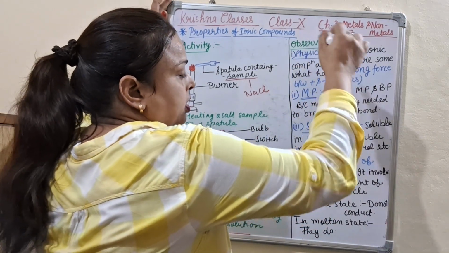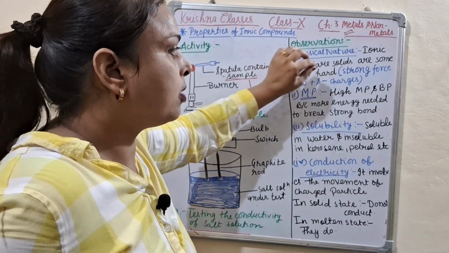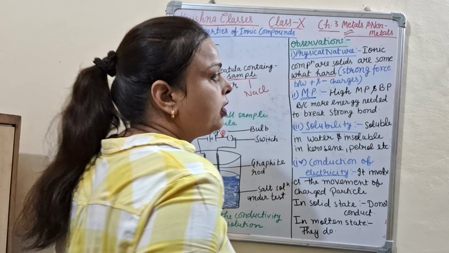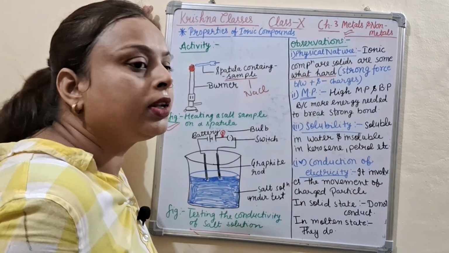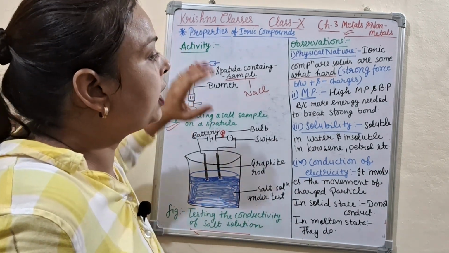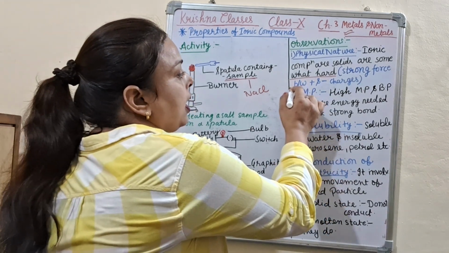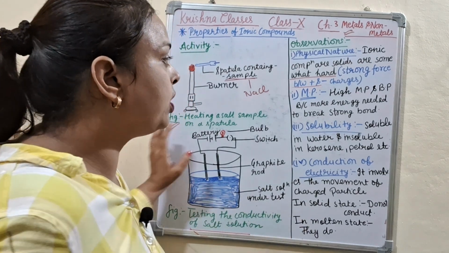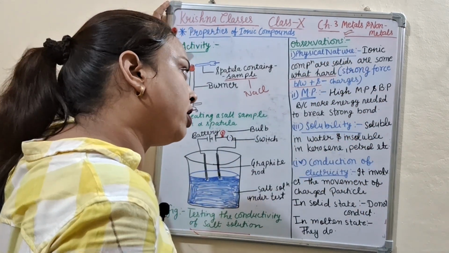Here some observations have been given. First is the physical nature. Ionic compounds are solids, sometimes hard. How do they become hard? Because the ions present in the solid state are strongly attracted to each other. The ions, meaning positive and negative charges, are strongly connected to each other by a strong force. That's why solids are somewhat hard.